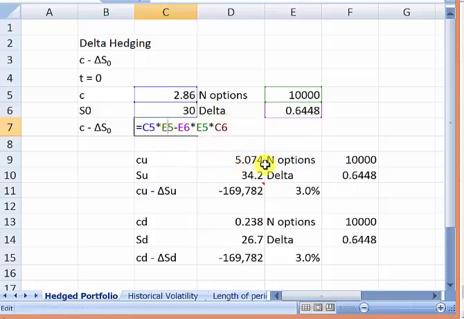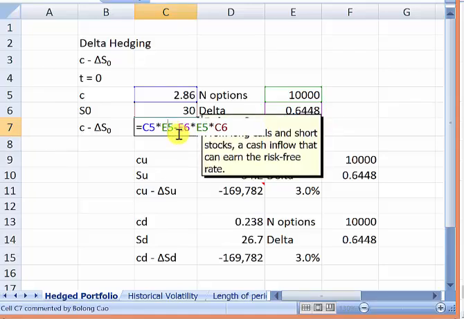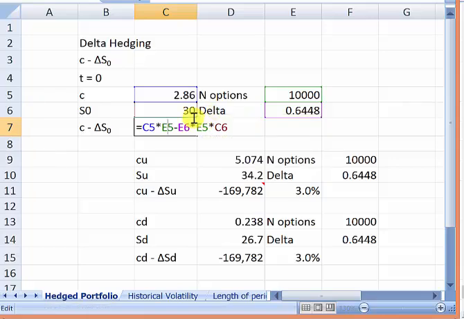And what's this? You have a long position in the call. This is the blue, 2.86 times 10,000. That's the long position. That's the value of the call. And then we are going to short the purple, delta times 30 times this 10,000.